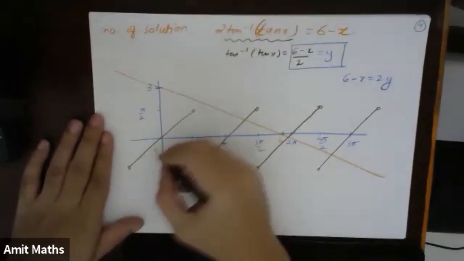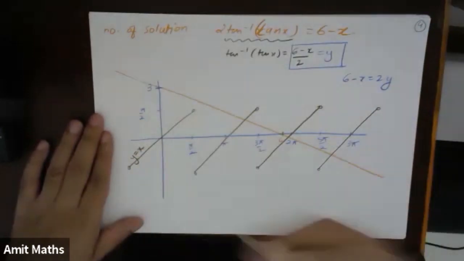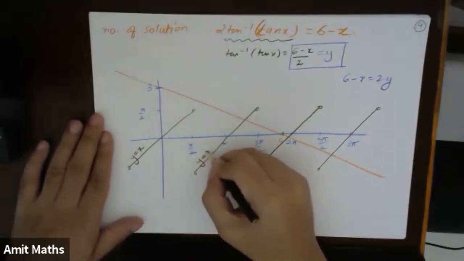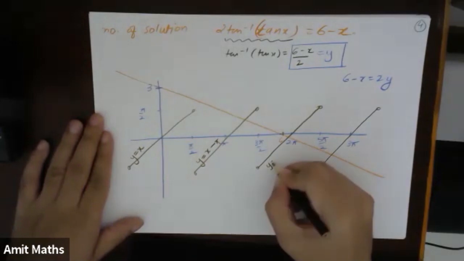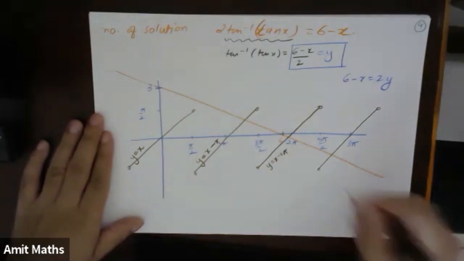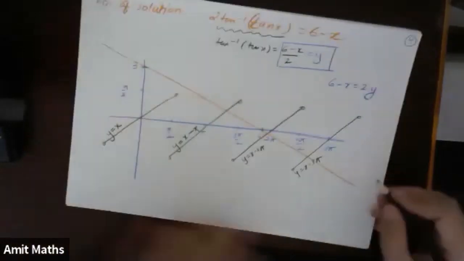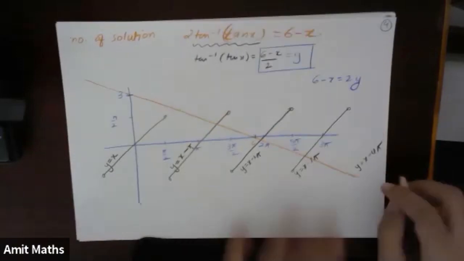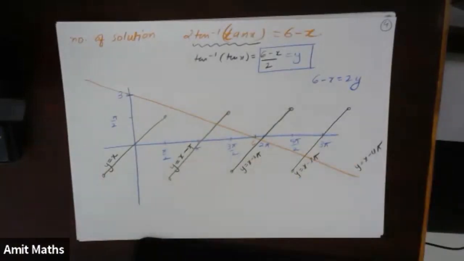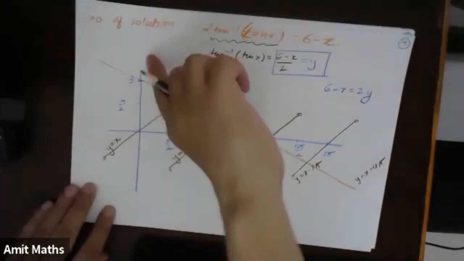So I will simply write the equations of the lines. This is y equals x. This is y equals x minus pi. This is y equals x minus 2 pi. This is y equals x minus 3 pi. And the next line will be y equals x minus 4 pi. Right? So these are the equations of the lines, and I'll simply find the intersection of these lines with the given line.